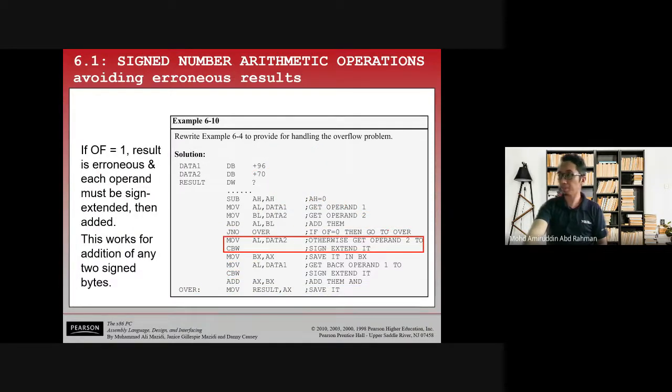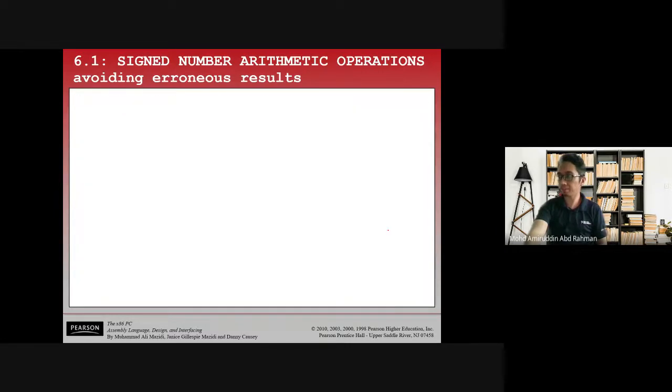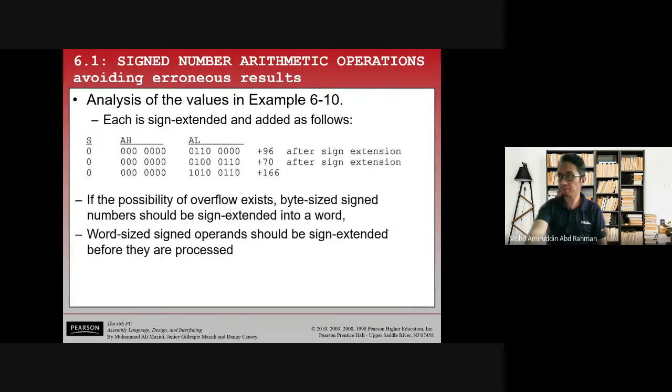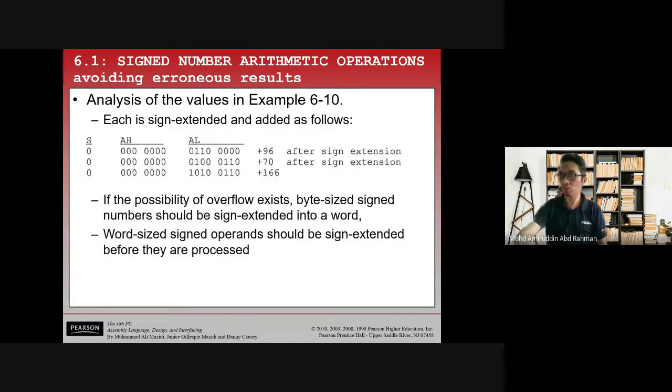This is just the explanation. It will become like this. You should extend all of those, sign extend before you perform the addition, similar to the word size operand.